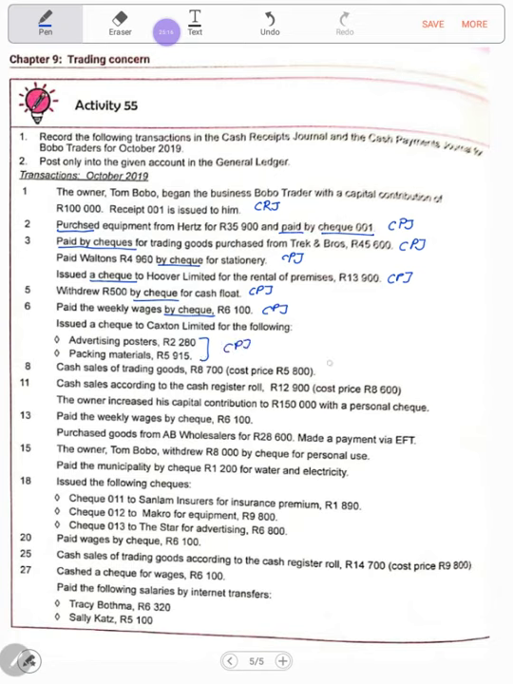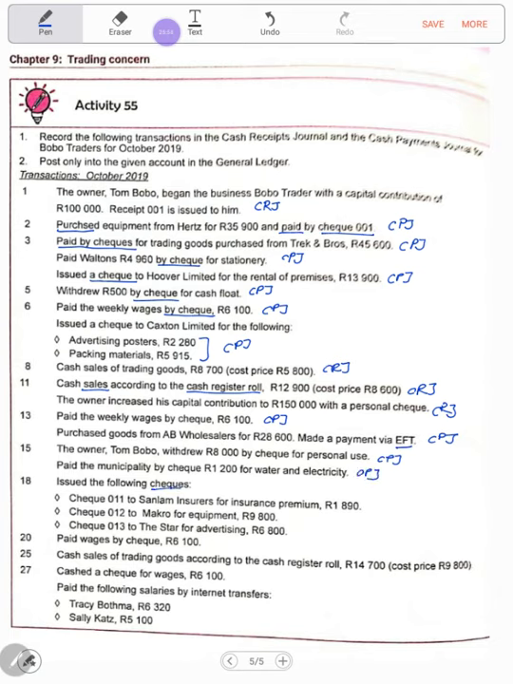Cash sales of trading goods, CRJ. We made a sale, money's coming in. Sale again, cash register roll, document number, that goes to your CRJ. The owner increased his capital contribution to 150 with a personal check, CRJ. Pay the weekly wages by check, CPJ. Purchase goods from AB wholesalers via EFT, it goes to your CPJ. The owner Tom Bobo withdrew 8,000 by check for personal use, CPJ. Pay the municipality by check, CPJ.